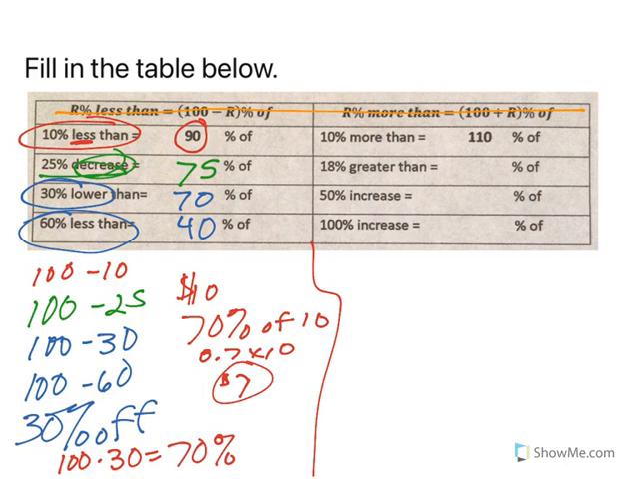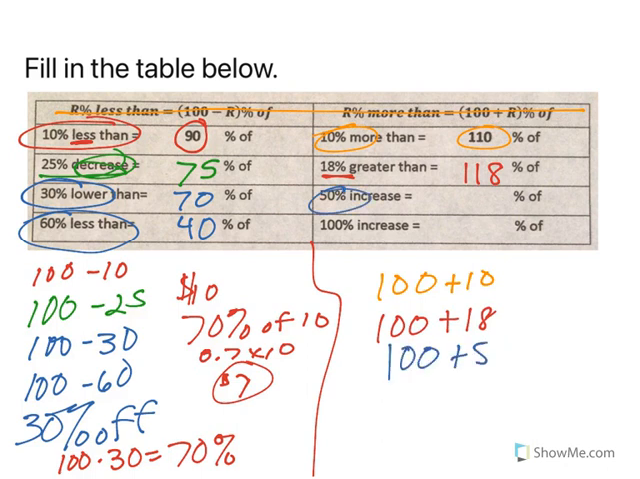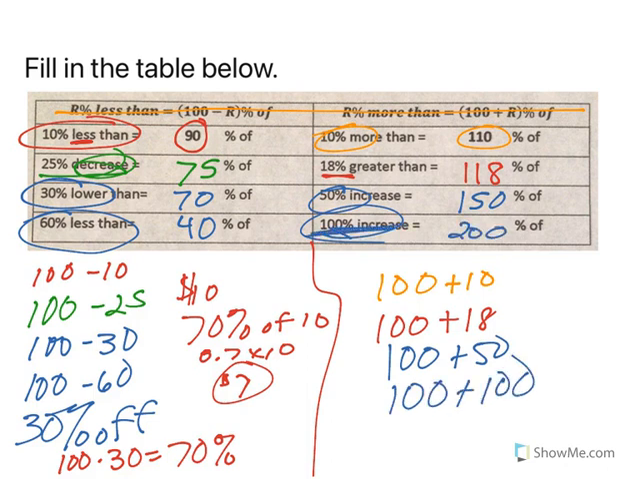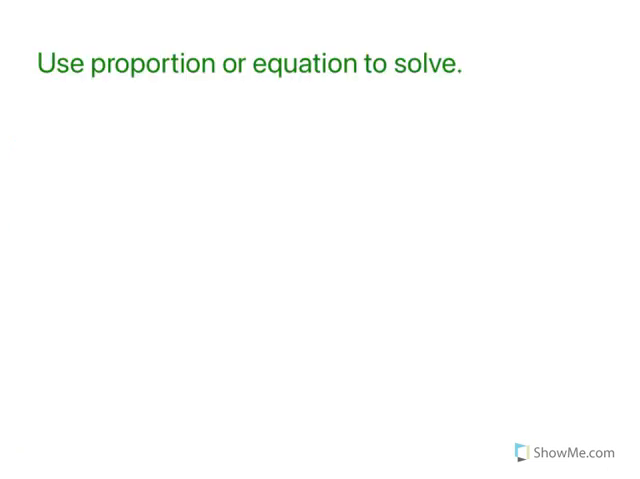Works the same with more than. So if 10% more, again, we start with 100 as our base, but because it's more, we add. And that's where they get the 110. 18% greater, we take our 100, we add 18, and we have 118. 50% increase, that's 100 plus 50. 100% increase, well, that makes it 200%. There are a lot of businesses that do a 100% increase of markup when they put it on the shelf. So if they bought something for $10, they sell it to you for $20, and that is how they make their money.